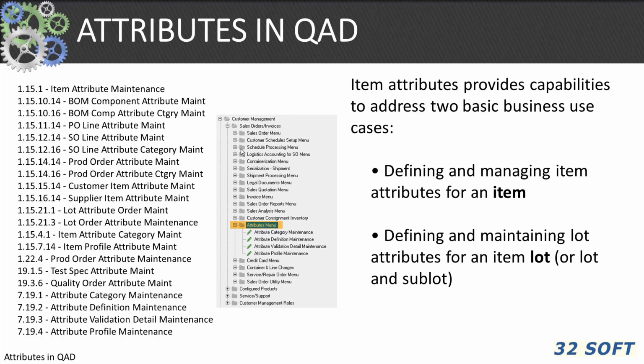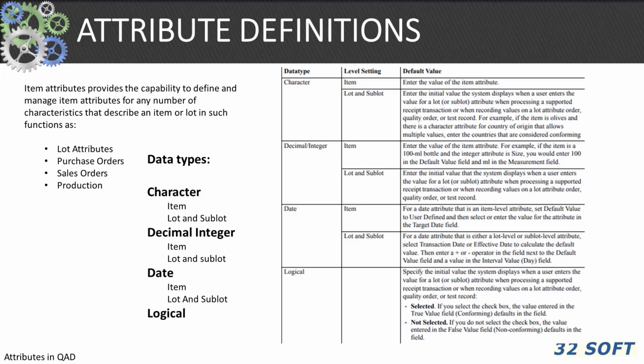Item attributes and quality control addresses attributes in two different avenues of an item's definition. Those are defining and managing the attributes for the item, and defining and managing the attributes for the item's lot or serial number. Attribute definitions provide the capability to define and manage those item characteristics for any number of elements that describe an item or a lot in such functions as lot attribute, purchase orders, sales orders, or production orders. Schema data includes character, decimal, integer functionality, along with date and logic formats.